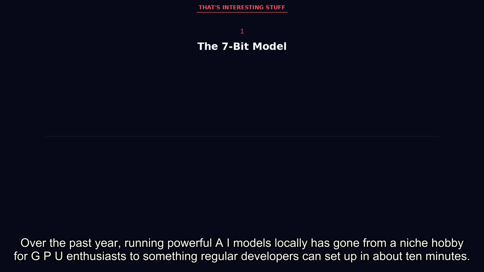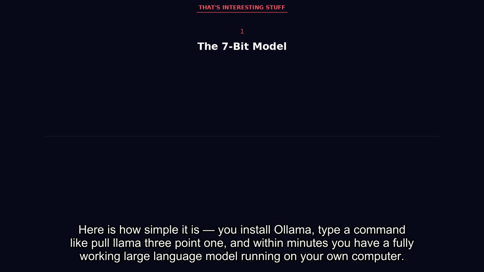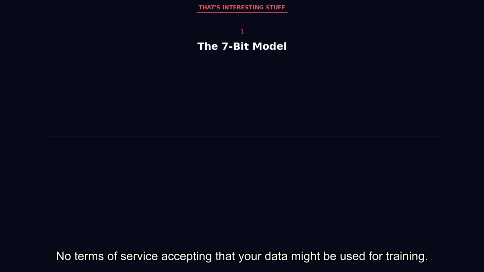Over the past year, running powerful AI models locally has gone from a niche hobby for GPU enthusiasts to something regular developers can set up in about 10 minutes. And the implications are bigger than you might think. It starts with a tool called Ollama. Here is how simple it is. You install Ollama. Type a command like pull llama 3.1, and within minutes you have a fully working large language model running on your own computer. No API keys, no cloud bills, no terms of service accepting that your data might be used for training.